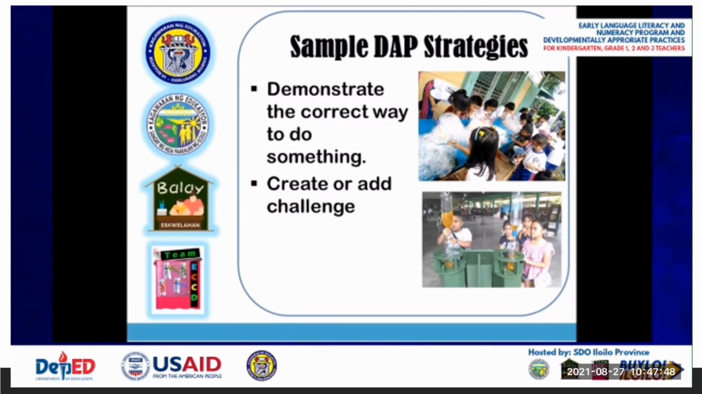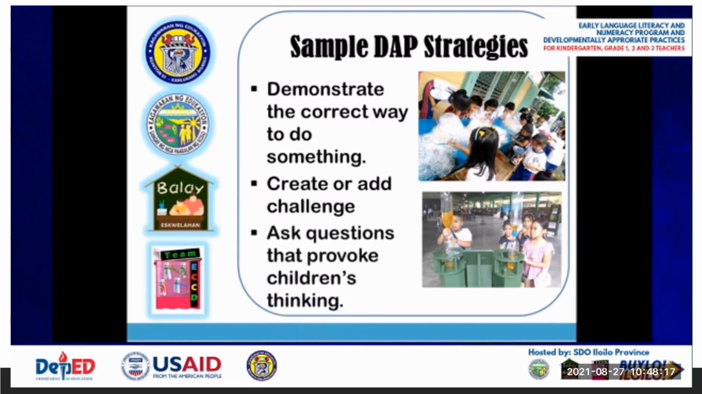To add a challenge, you could hide the chips after you remove some, and the children will have to use a strategy other than counting the remaining chips to come up with the answer. To reduce the challenge, you could simplify the task by guiding the children to touch each chip once as they count the remaining chips.